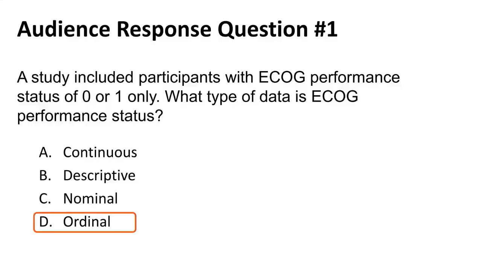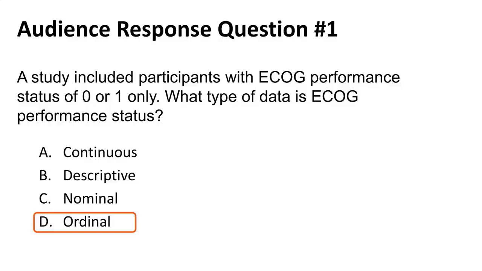The correct answer is D, ordinal. With nominal data, we are looking at kind of a yes or no categorization or dichotomy. And so that's why that answer is incorrect. B, descriptive, is not a type of data. It's a type of statistical analysis. So that doesn't fit with this question.